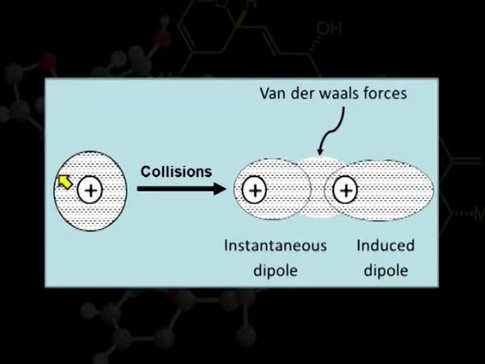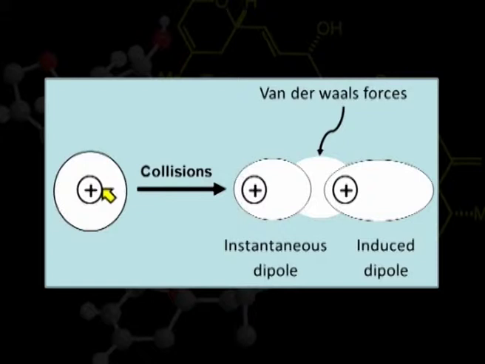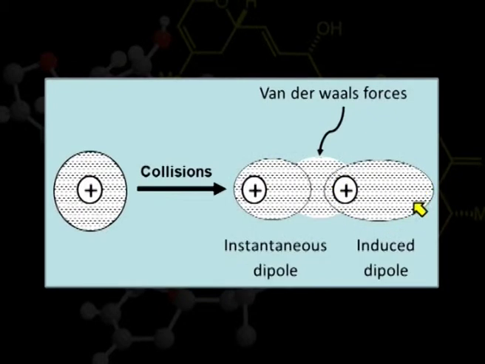In case of a non-polar compound, centers of the negative charge and positive charge coincide with each other. But during molecular collisions, a slight shift in the electron density takes place and the positive charge is shifted to one side and negative charge is shifted to the other side. In this way, it is creating an instantaneous dipole. This instantaneous dipole will naturally create another induced dipole in the neighboring molecule. In this way, it will be creating the next induced dipole in the next neighboring molecule.